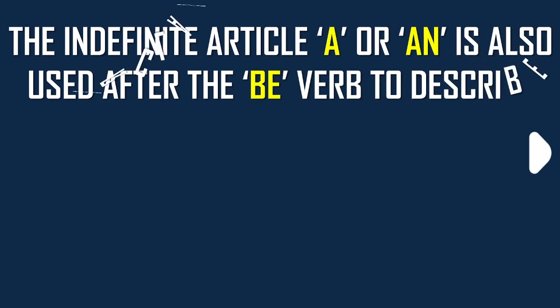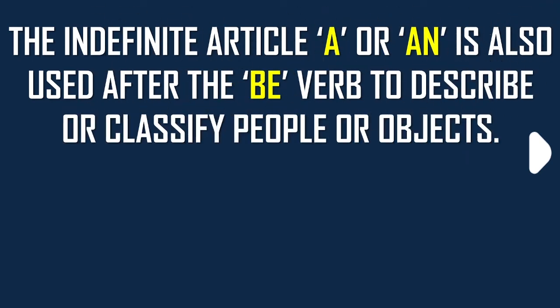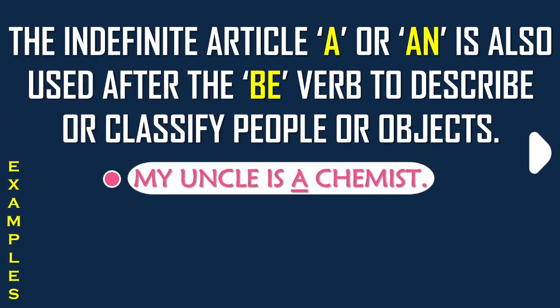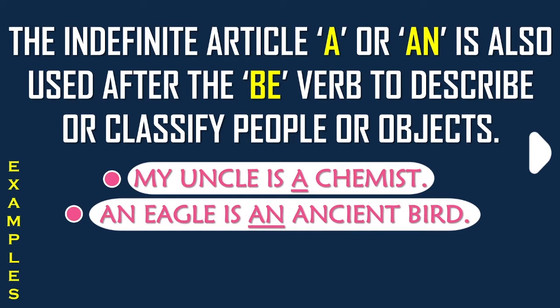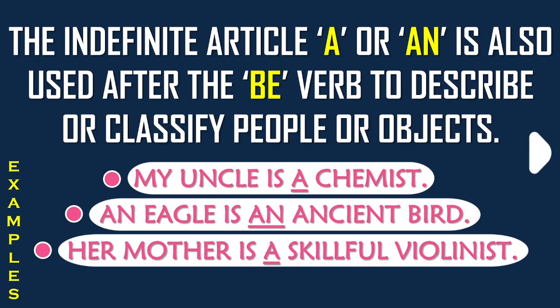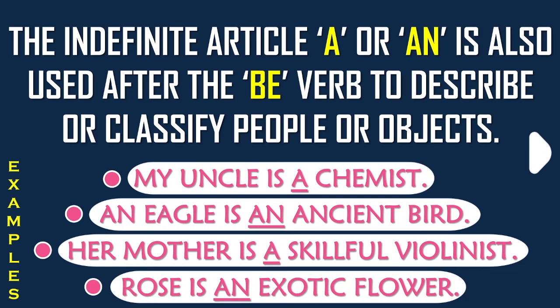In addition, the indefinite article a or its variant an is also used after the be verb to describe or classify people or objects. Remember the be verbs? You can check the video on the non-modal auxiliary verbs to know what the be verbs are. Here we are saying that the indefinite article a or its variant an is also used after the be verb to describe or classify people or objects in English sentences. Let's see some examples. My uncle is a chemist. An eagle is an ancient bird. Her mother is a skillful violinist. Rose is an exotic flower.